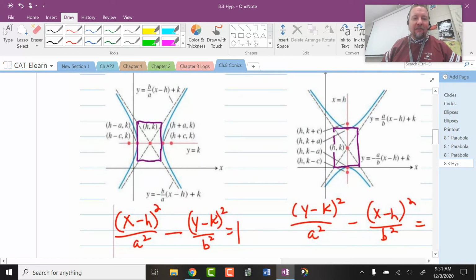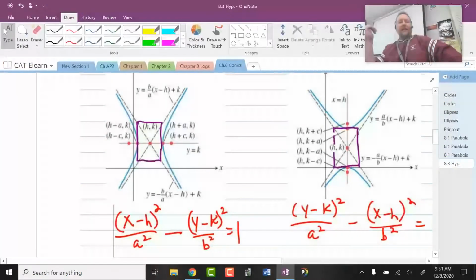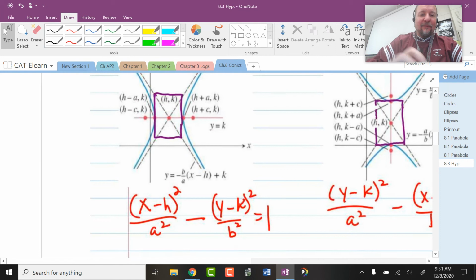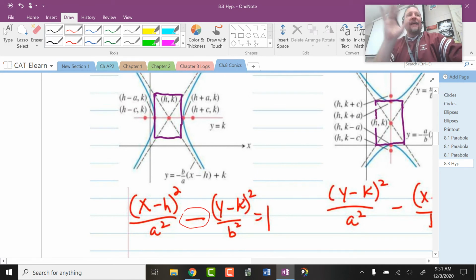Don't write this down. Look at these letters. Oh, I'm gonna faint. (h minus a, k), (h minus c, k), plus c plus a. Blah, blah, blah. It's all a bunch of garbage. I'll tell you exactly what you're gonna do. Just watch. You're gonna pretend it's an ellipse first. You're gonna find the center. There it is, (h, k).